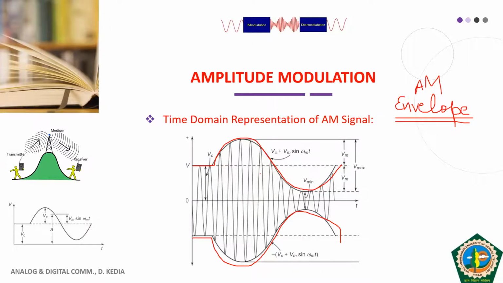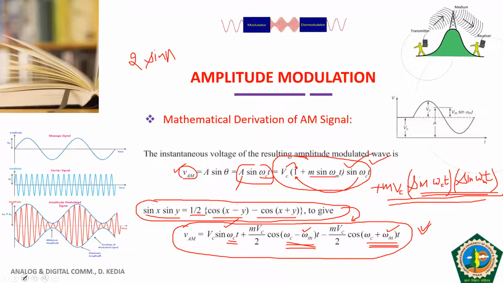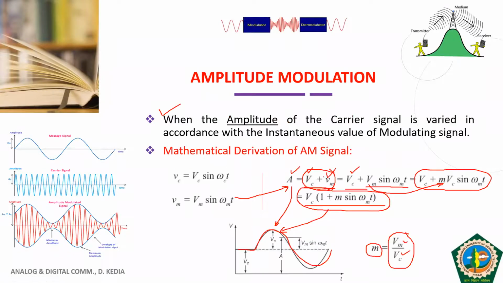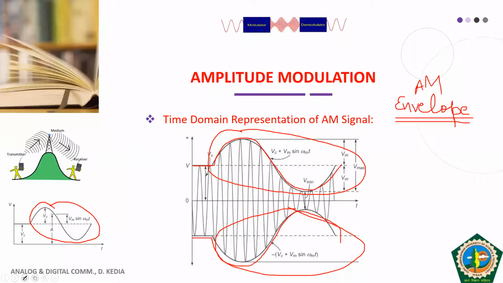See, this part is nothing but your modulating signal shifted upwards, and this, as I told you, is its mirror image. If I go back one more slide, what was happening here? VC plus VM means that in the modulating signal we have added the carrier amplitude. Obviously, if you do that, your signal will shift upwards.